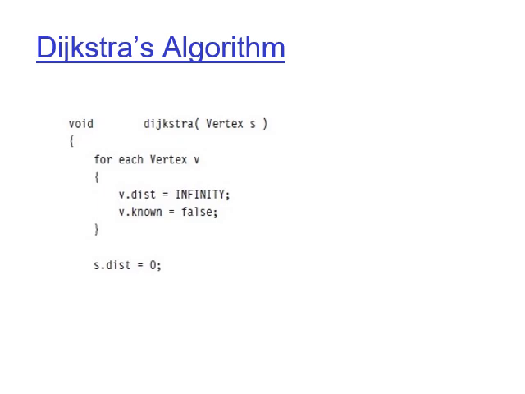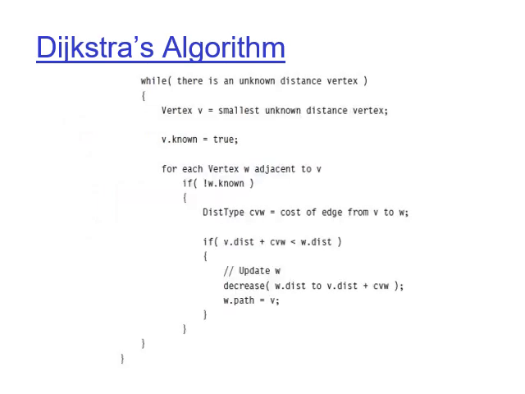Look at the left curly bracket just below the void term. That means this continues. This is just the for loop of our Dijkstra's algorithm. So the algorithm continues on this slide as well.